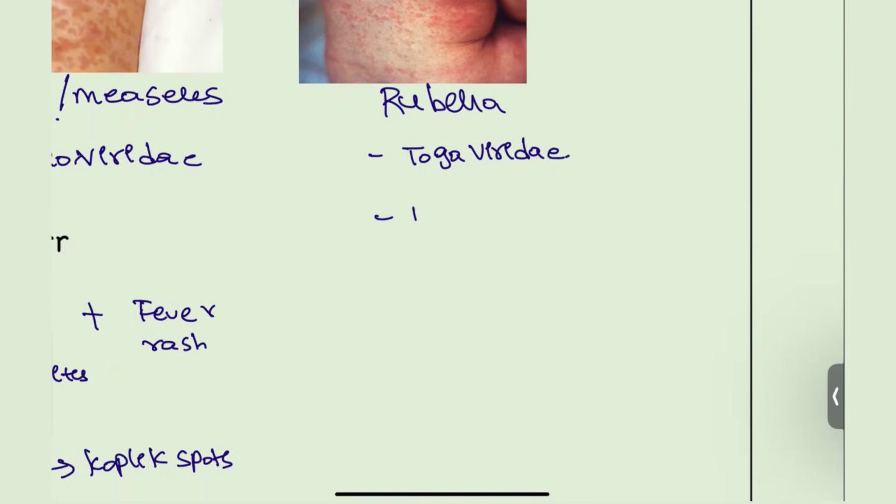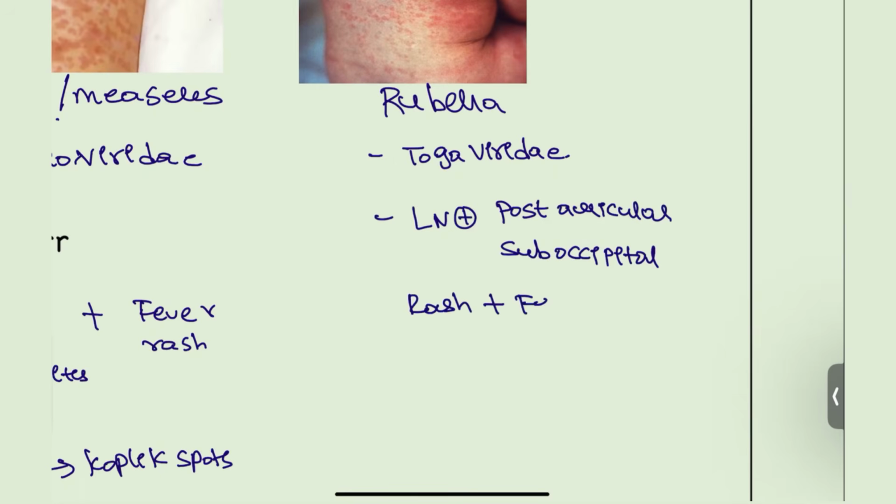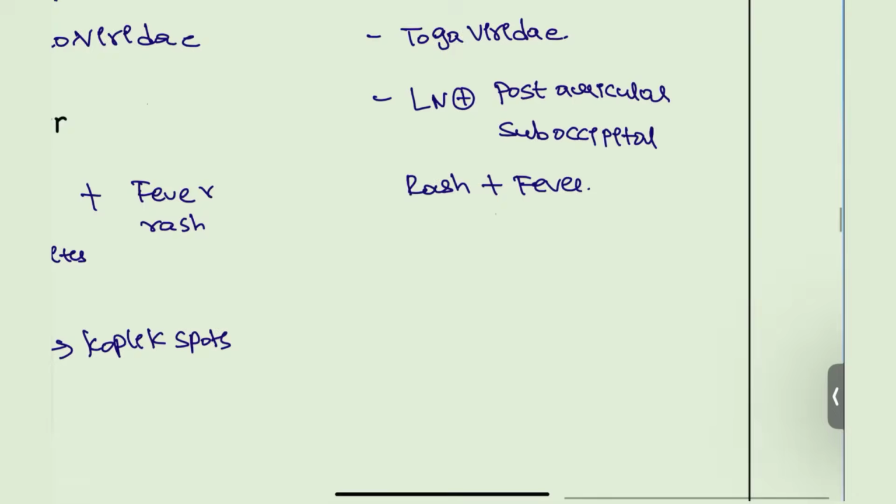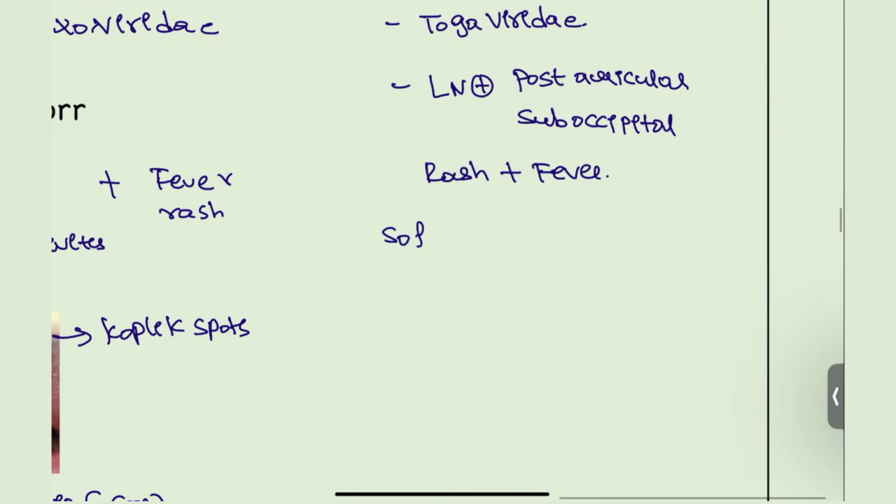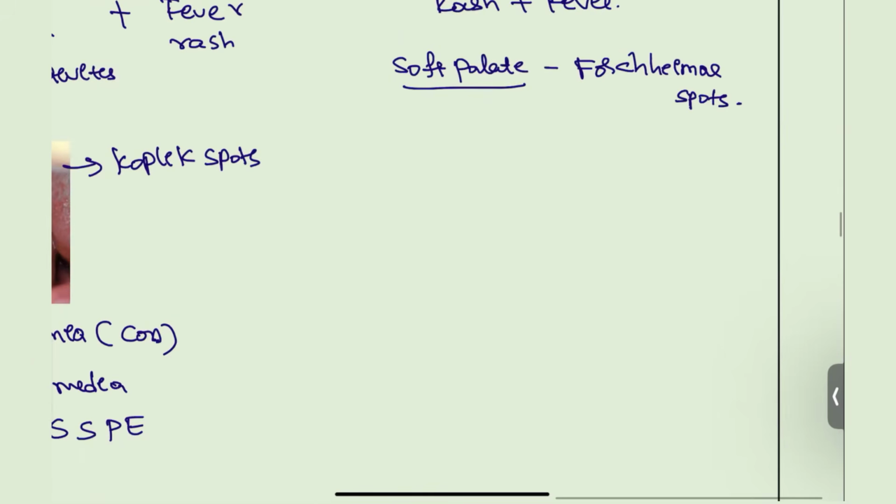First, they are going to present with lymphadenopathy. This lymphadenopathy is seen in the post-auricular region and suboccipital. Classic presentation along with the rash and also fever is seen in this patient. And on the soft palate, you are going to see the Forchheimer spots. Forchheimer spots are seen in this patient. Mild illness, but it is deadly.